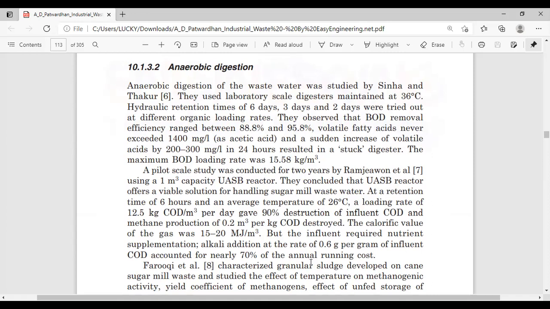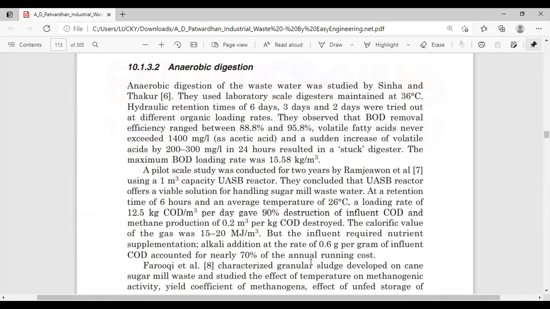A pilot scale study was conducted for 2 years by Ramajivan and Co. Using a 1 meter cube capacity UASB reactor, they concluded that the UASB reactor offers a viable solution for handling sugar mill wastewater at a retention time of 6 hours and an average temperature of 26 degrees centigrade. A loading rate of 12.5 kilogram COD per meter cube per day gave 90% destruction of influent COD and a methane production of 0.2 meter cube per kg COD destroyed.